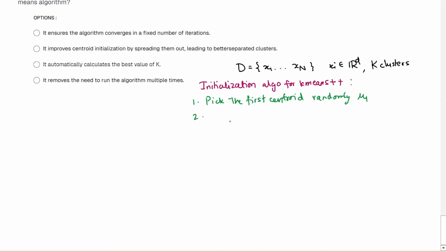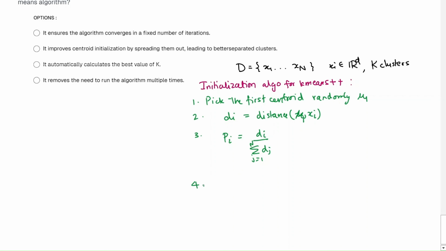After this, for every data point xi, you compute the distance between the data point and mu1. After computing the distance of each data point from mu1, you basically have to normalize it, that is, by dividing the distance by the sum over all the di's. So let me call it di upon summation of dj, j running from 1 to capital N.